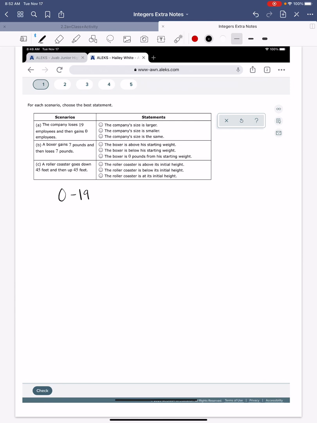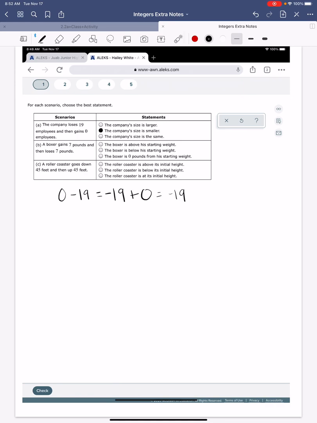So we're taking away 19 employees. Now they have negative 19, or 19 less than what they had. And then they gain 0, so now they're still at negative 19. So their size is smaller than what it was before when we started.